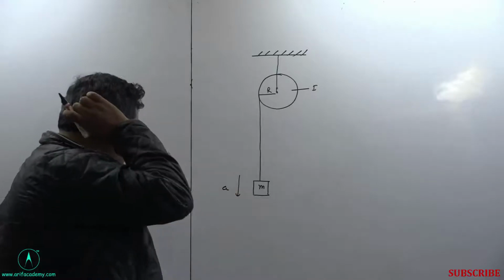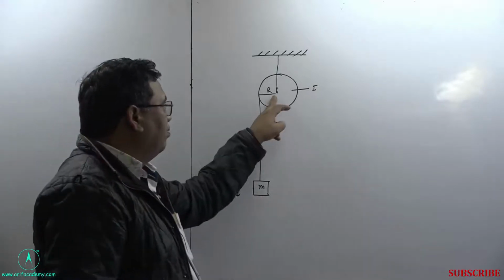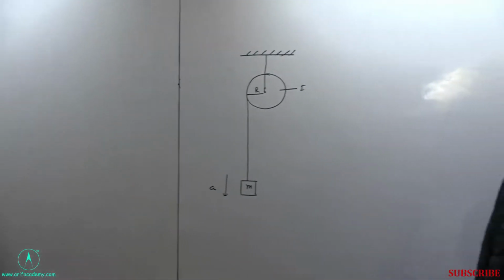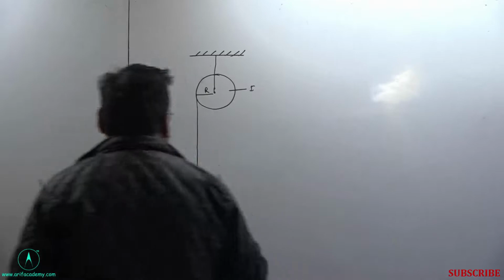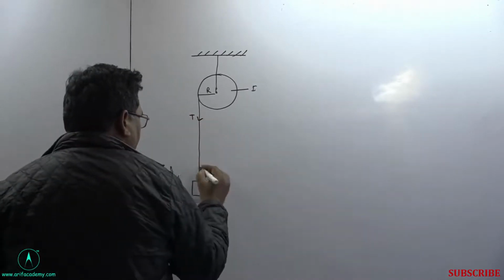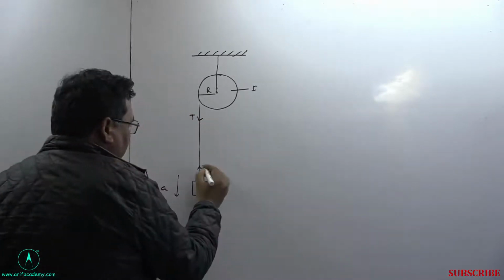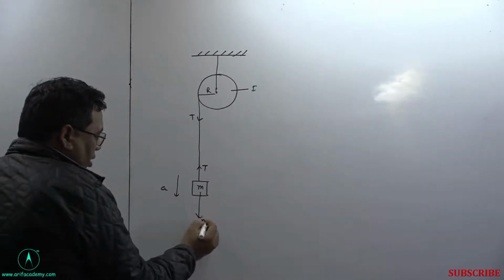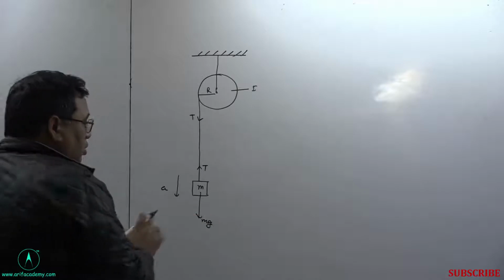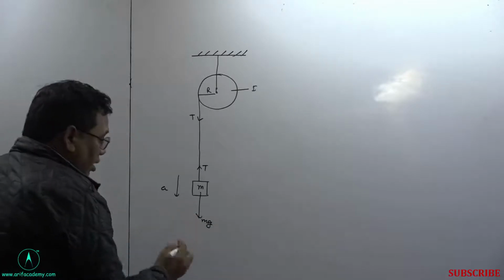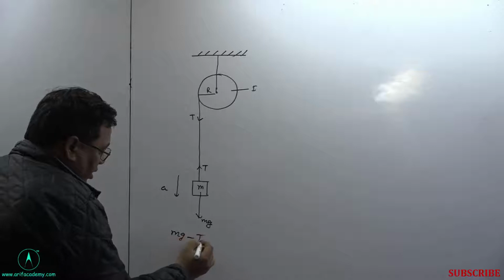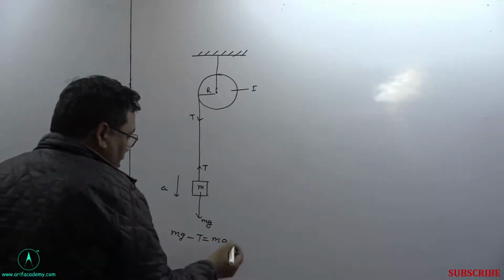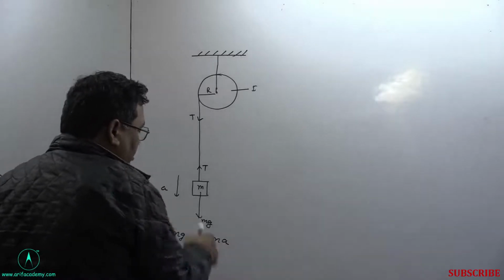So what quantities are given? Mass, radius of pulley, and its moment of inertia. All right. So there is a tension in the string, and this same tension will act on the block as well, and this is mg downward on the block. So net force on the block will be mg minus T, and that's equal to ma. So I have got one equation regarding the acceleration of the block.